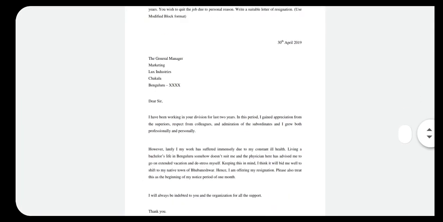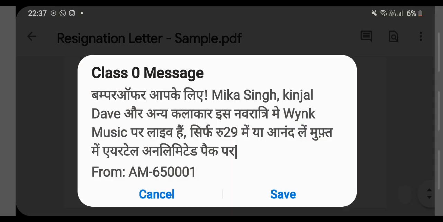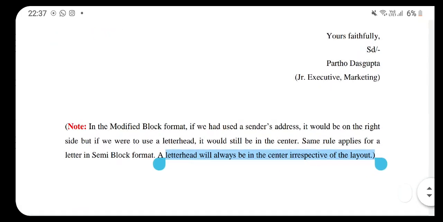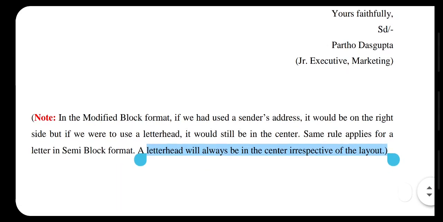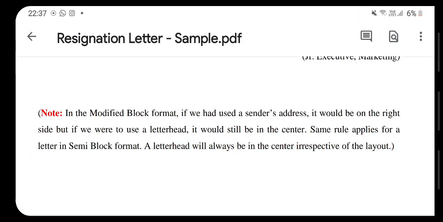Why? The simple reason is, every time we use the letterhead, no matter what format we are using, the letterhead will always be in the center. Here is the last sentence that explains that. A letterhead will always be in the center irrespective of the layout. So that takes care of this very small writing letter of resignation.